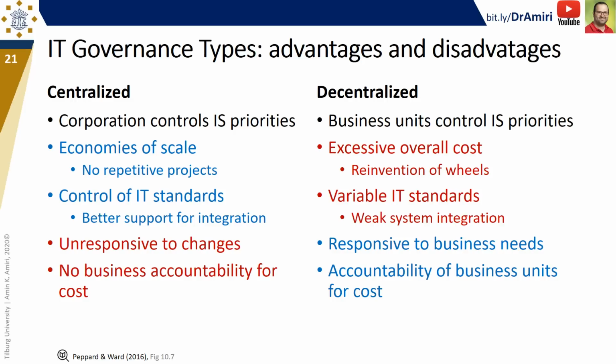As for the decentralized IT governance model, where business units control IS priorities, we see an excessive overall cost. We see reinvention of wheels. There will be many projects that would try to create the same type of IT. They would try to create the same type of system. They would try to acquire the same type of IT resources.